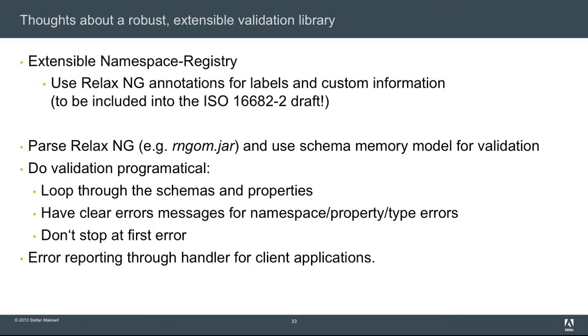The advantage is that the Jing validator, like most validators and like the XML parser, stops at the first error, and then you're out. But that does not make sense if you validate a PDF. You want a list of, say, these 10 properties are not defined in any schema, and these 3 properties have the wrong value, and this property should be an array but is a simple property, and all these kinds of errors should be reported somehow.